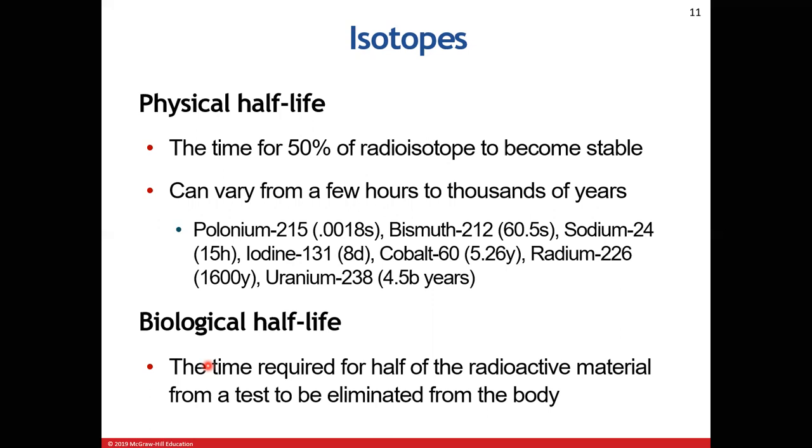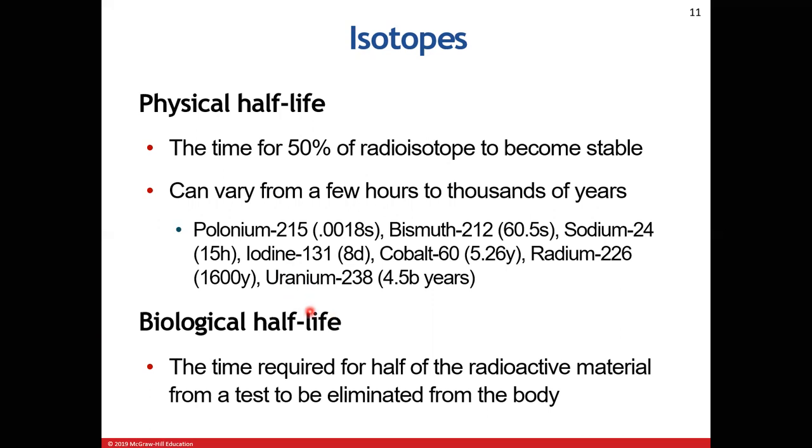And then look at this one. Uranium-238 has a half-life. So 50% of the radioisotope becomes stable after 4.5 billion years. So a very overall unstable element.